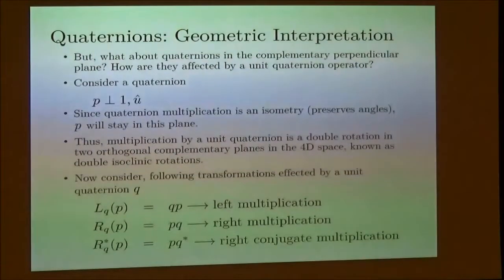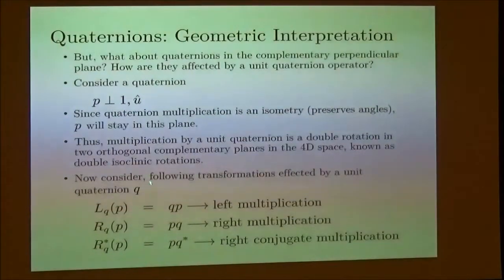All right? What about the other plane? So this is only in the plane of 1 and u hat. So what about the other plane? Well, we have to have a vector quaternion in an orthogonal complementary plane of 1 and u hat. So let's say we have a quaternion which is perpendicular to both 1 and u hat. And we know that quaternion multiplication is an isometry, which means that once you multiply this plane with another quaternion, it's going to stay in that plane. It's going to rotate in that particular plane only. It's not going to go out of the plane.